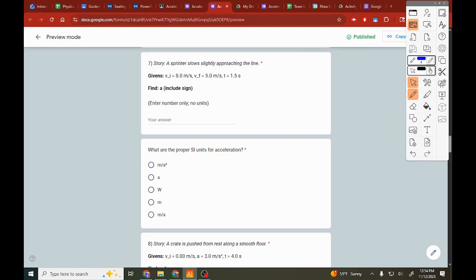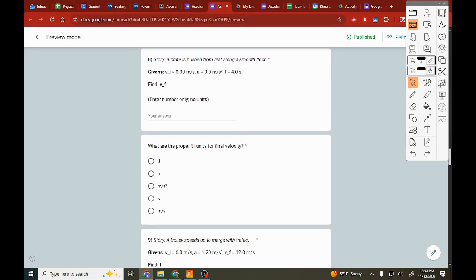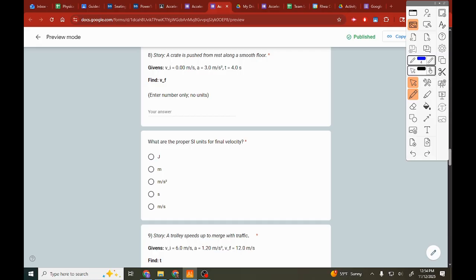On to the next. I'm getting there. Well, my screen will let me move it. There we go. Number 8. A crate is pushed from rest along a smooth surface. We're looking for final velocity.